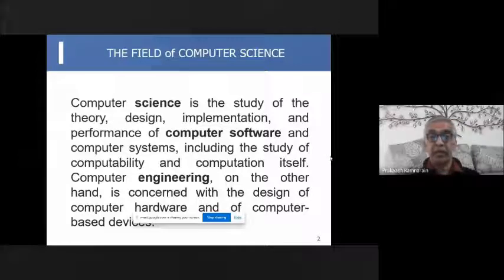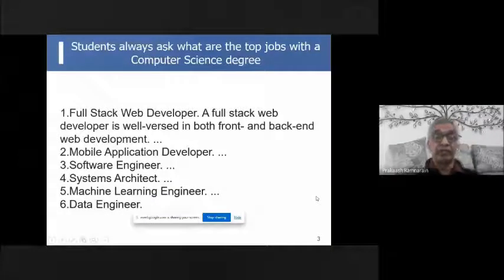Why the field of computer science? Computer science is the study of theory, design, implementation, and performance of computer software and computer systems, including the study of computability and computation itself. Computer engineering, on the other hand, is concerned with the design of the computer hardware and of computer-based devices. Now, you might be asking yourself, what is the particular difference between the two?